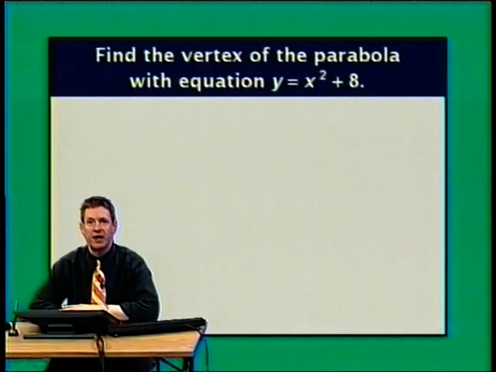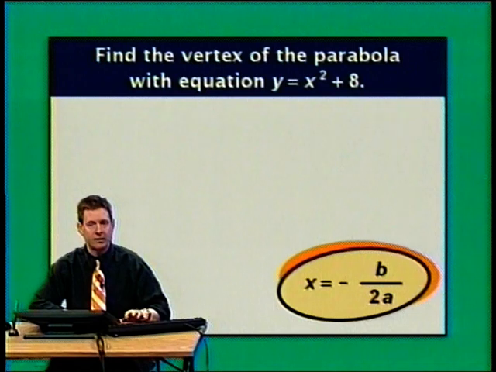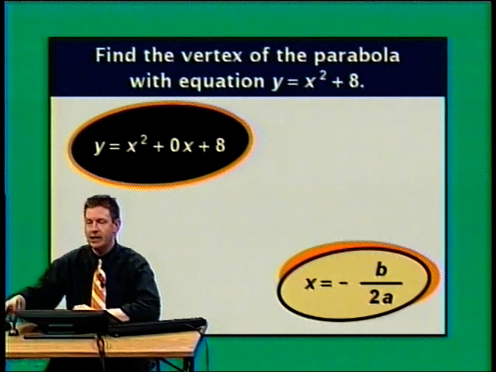Let's find the vertex of the parabola with equation y equals x squared plus 8. Well, recall that we can get the x-coordinate of the vertex using the formula x equals opposite b over 2a. b is the coefficient on the linear term. I don't see a linear term in this formula in terms of x. But remember, I could rewrite the expression as x squared plus 0x plus 8, and that shows me that the linear coefficient is 0.